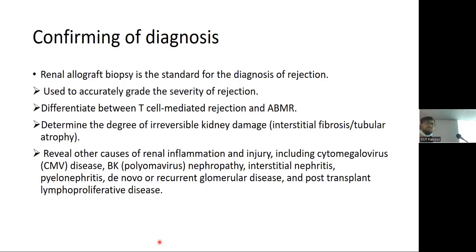Even graft tenderness, though not common, is also a sign that there is inflammation going on in the graft and the graft is swollen. Indeed, the biopsy helps us to differentiate between T-cell-mediated rejection and ABMR. It helps to determine the degree of irreversible kidney damage, and also helps to reveal other causes of renal inflammation and injuries, including CMV disease, BK nephropathy, also known as polyomavirus, interstitial nephritis, pyelonephritis, recurrent or de novo glomerular disease, and post-transplant lymphoproliferative disease.